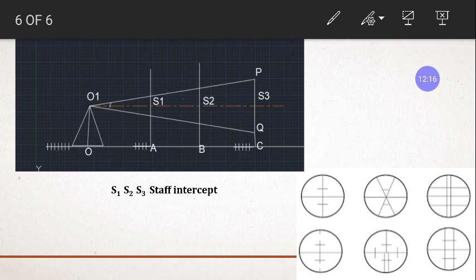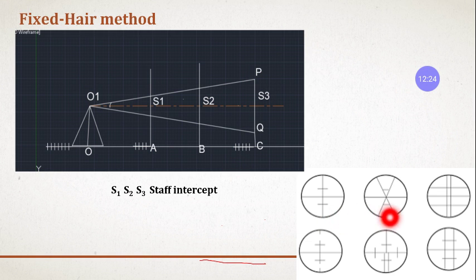You see here the various types of crosshair, how they are given. Mostly the first type is what you see all over. Sometimes it might be different, depending upon the company which manufactures it, right? This is the way they show the tacheometry stadia hairs. In the next class, we will see how to calculate the values, and we will solve the problems in the next class, right?